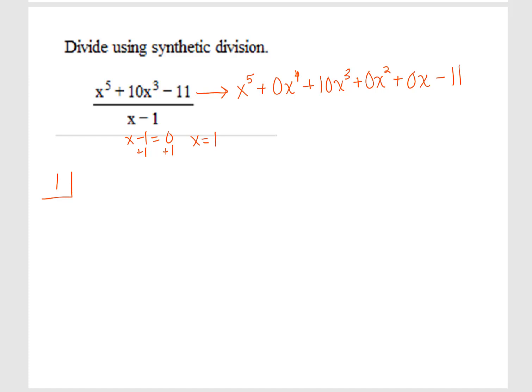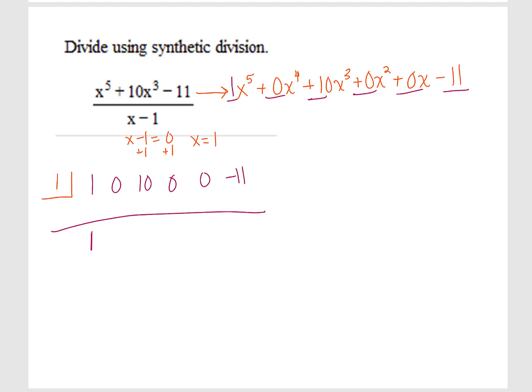And then I always check it again: x to the 5th, plus 0x to the 4th, plus 10x cubed, plus 0x squared, plus 0x, minus 11. Okay, so that works. So now let me go ahead and get my coefficients. I have 1, 0, positive 10, 0, 0, and negative 11. All right, we're ready to go.